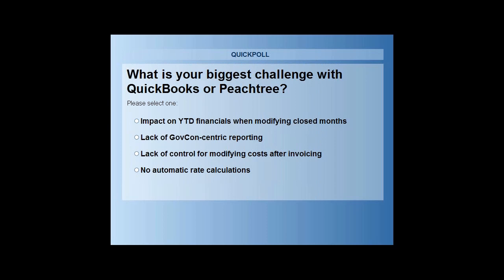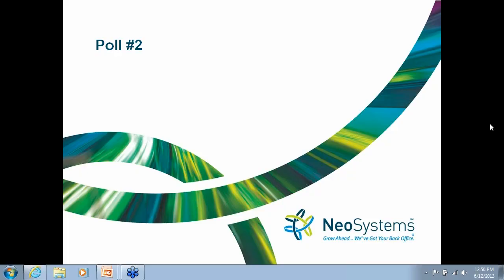Actually, the last option, no automatic rate calculations, can really be a burden on small companies, like Sean mentioned, building that out in an Excel spreadsheet. And once you get multiple tabs and macros and everything, it can really get quite complex. So we're going to go ahead and leave this poll open for about another 10 seconds or so. Let your responses trickle in, and we'll share it with the group. Okay, we're going to go ahead and close it, and we'll share the results with you.